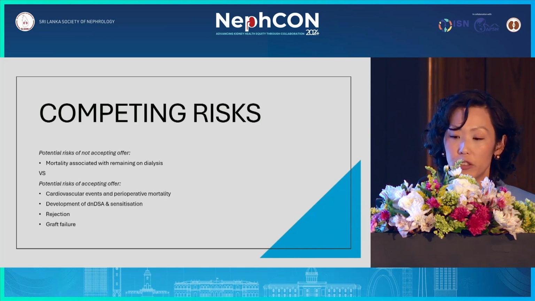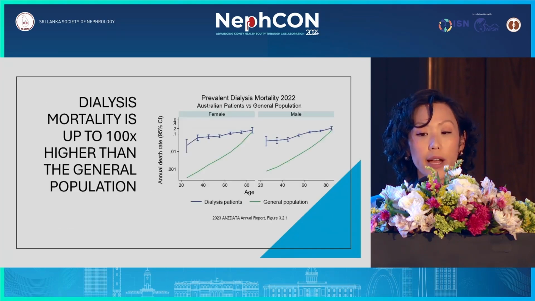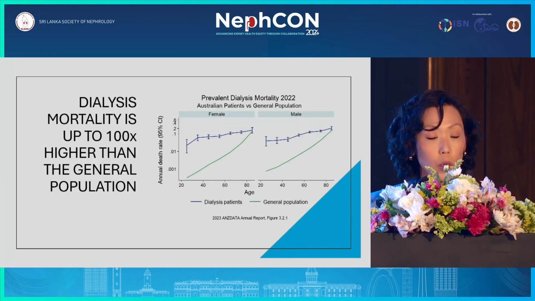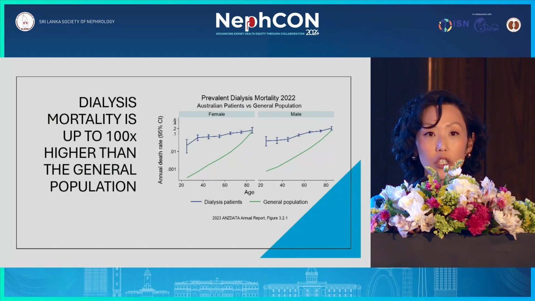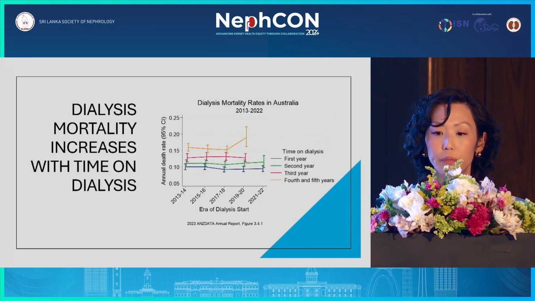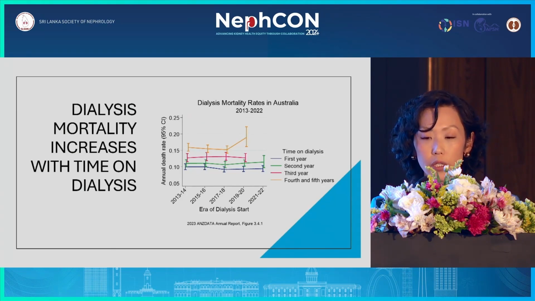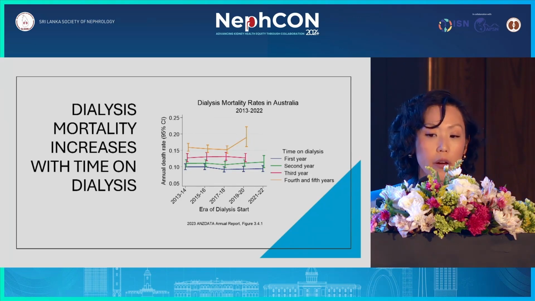However, it would be remiss of me not to briefly mention the competing risk of remaining on dialysis. And as we all know, mortality on dialysis is up to 100 times that of the general population, particularly for our younger recipients. And dialysis mortality increases with increased time on dialysis. This particular graph is from Australian data from the ANZ data registry. However, similar trends have been repeated around the world.